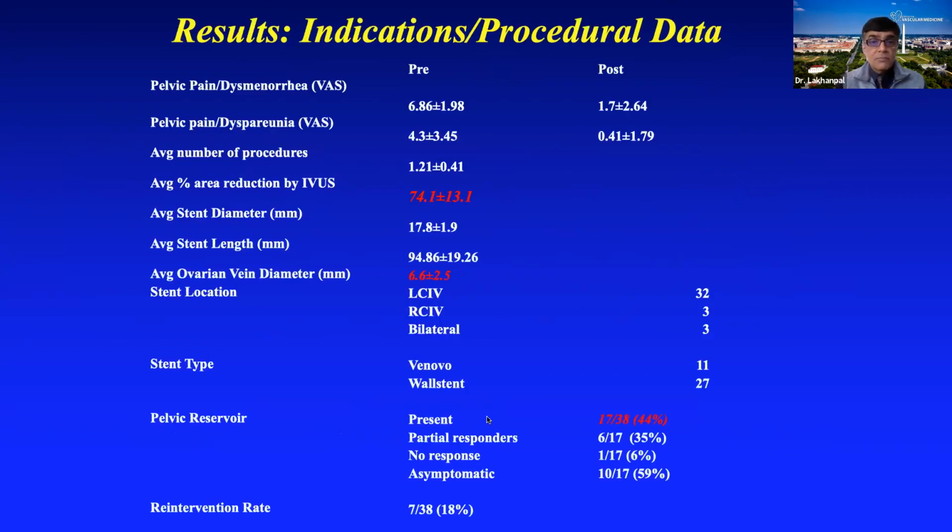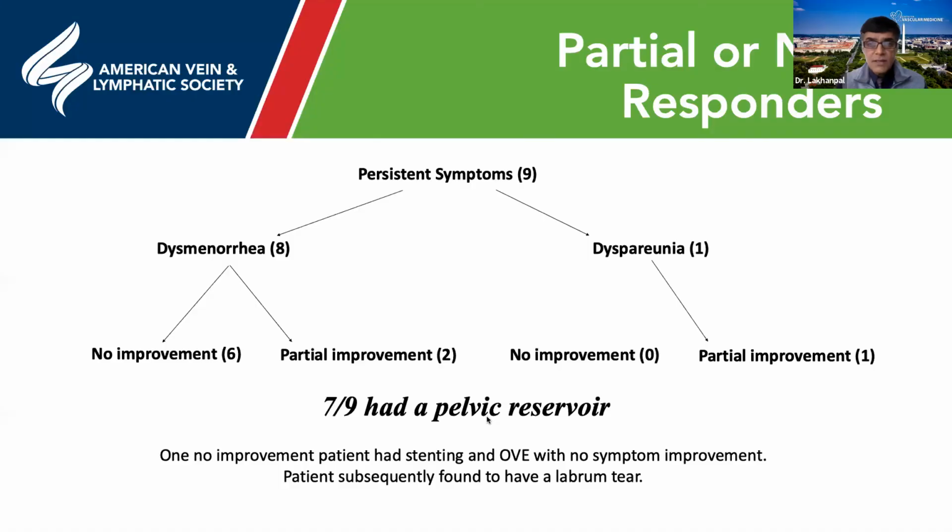The results showed that the pre-pain scores, which included pelvic pain and dysmenorrhea, improved from 6.86 to 1.7. And the dyspareunia scores improved from 4.3 to 0.41. So 29 of the 38 patients had complete resolution of their symptoms, which was 76%. Of the 9 patients who had persistent symptoms, 7 of those 9 had a pelvic reservoir, which suggested that there may be a role for the pelvic reservoir in causing persistence or partial improvement of symptoms in these patients.